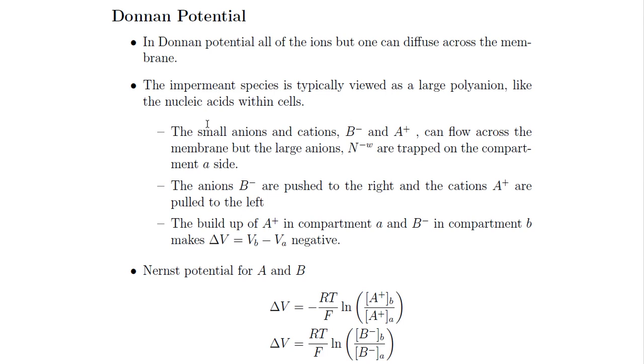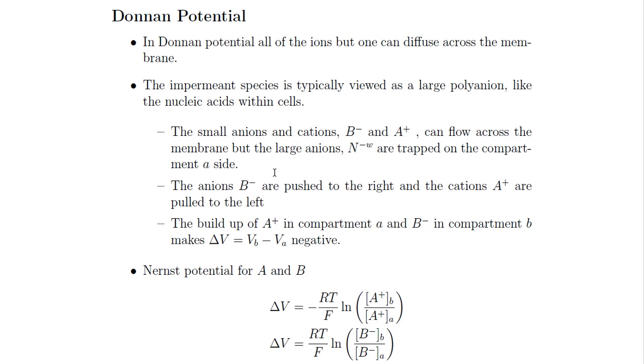Okay, so here we can see that the small ions B minus and A plus can flow across the membrane, but the large polyions, W minus, are trapped on the compartment A side. Okay, so we're supposed to have the figure. So the ions B minus are pushed to the right, and the ions A plus are pushed to the left.